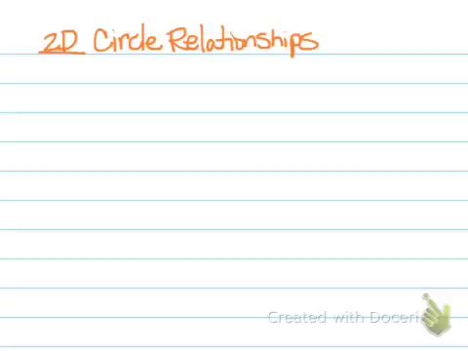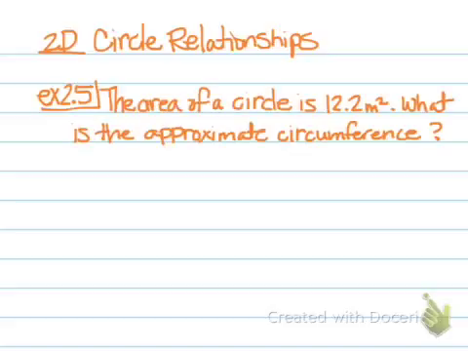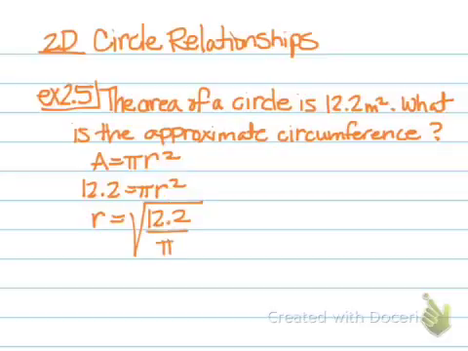Okay, circle relationship. So in this part, we'll be talking about area and circumference. And our problem says the area of a circle is 12.2 meters squared. What is the approximate circumference? So we know the area is pi r squared, and we're given that the area is 12.2. So we just set 12.2 to pi r squared and see if we can figure out what the radius is. So we divide by pi and then square root. So we get r is equal to the square root of 12.2 divided by pi. From here, you can plug that into your calculator, and you get the radius is approximately 1.97 meters.